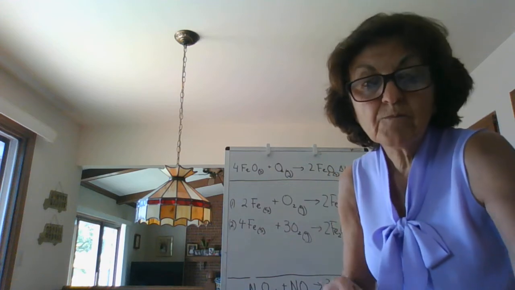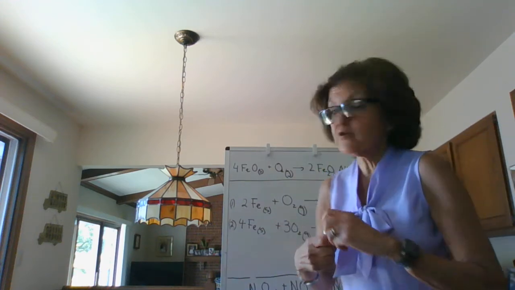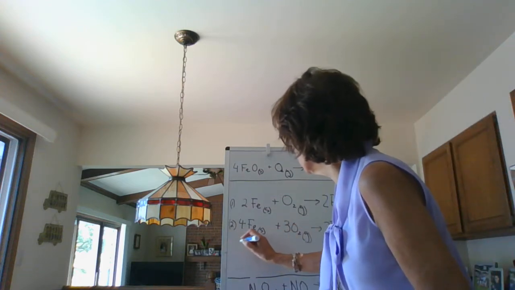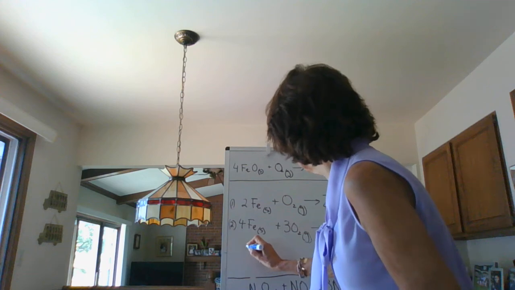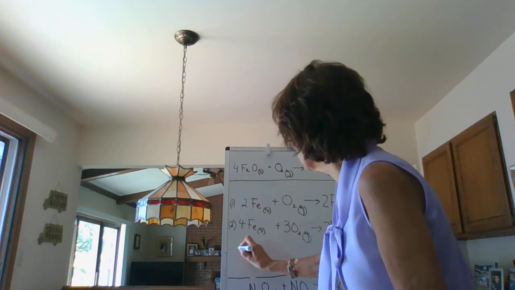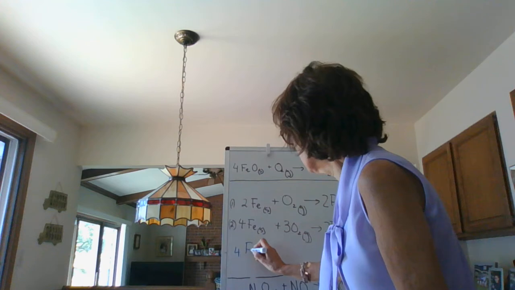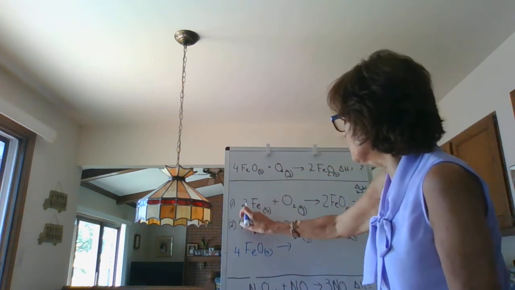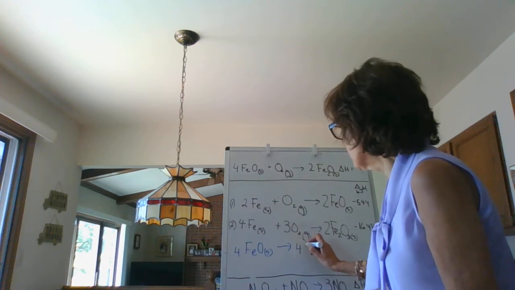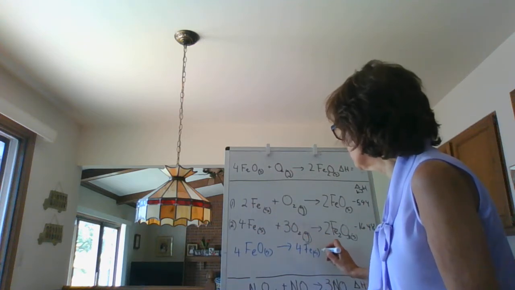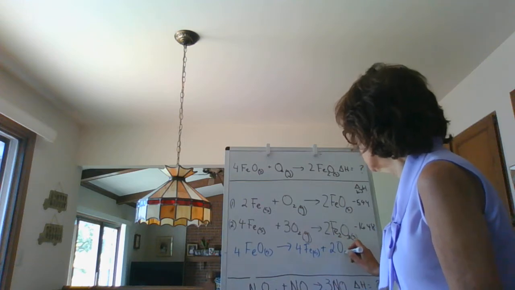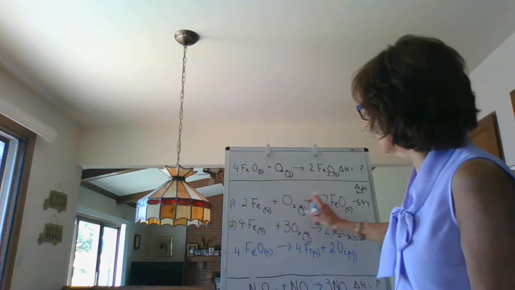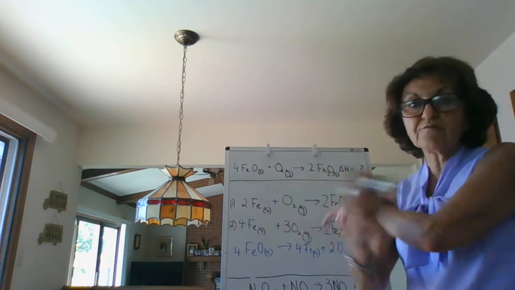So what are we going to do? We're going to flip it and multiply by 2. So I'm going to go ahead and do that. We're going to take this, flip it, and multiply by 2 all at the same time. So we're going to go 4 FeO solid will decompose to 4 iron solid plus 2 O2 gas. You see what we did? We took all these coefficients, the 2, the 1, and the 2, multiplied them by 2, and flipped.